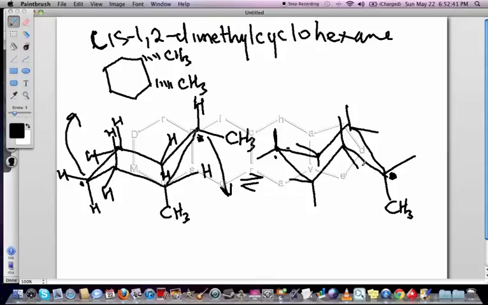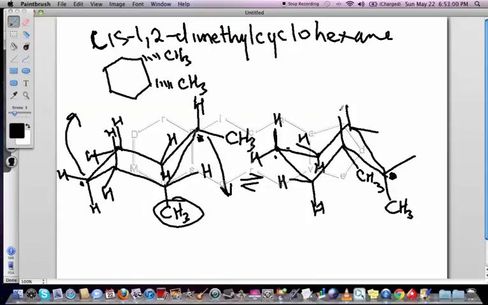The other methyl group is sticking down and is currently axial, so we expect that it will be sticking down and be equatorial. Now I'll put my hydrogens on.